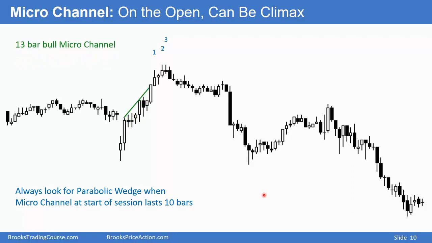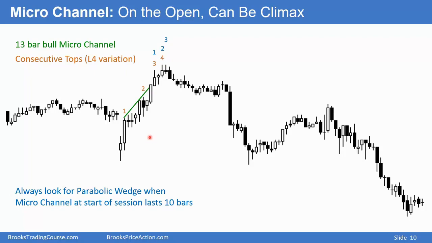13 bars up without a pullback. That alone, a 13 bar bull micro channel alone, is a type of a climax because it's unsustainable, and anything that's unsustainable is a climax. And then we have consecutive buy climaxes, a pair of bull bars, big bull bar closing on its high, a pair of bull bars, this one closing on its high, and then another attempt. Climactic behavior.